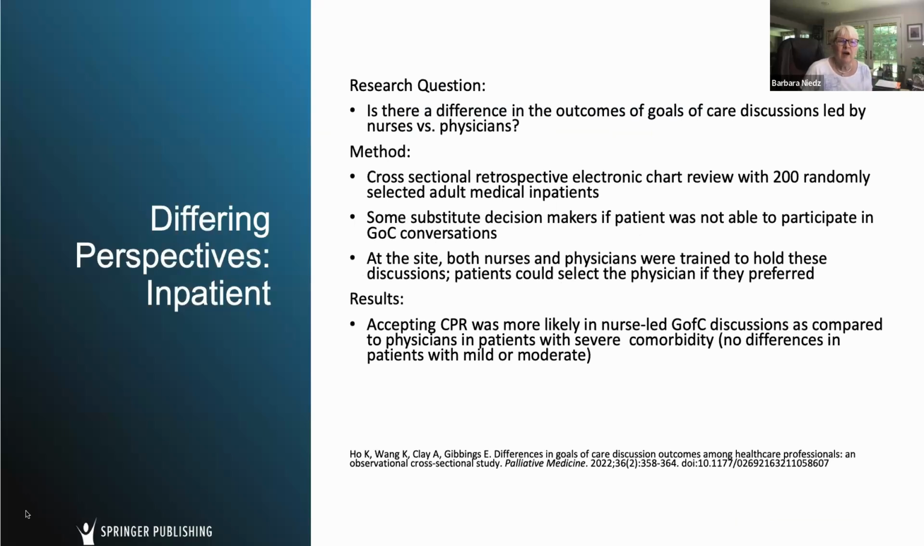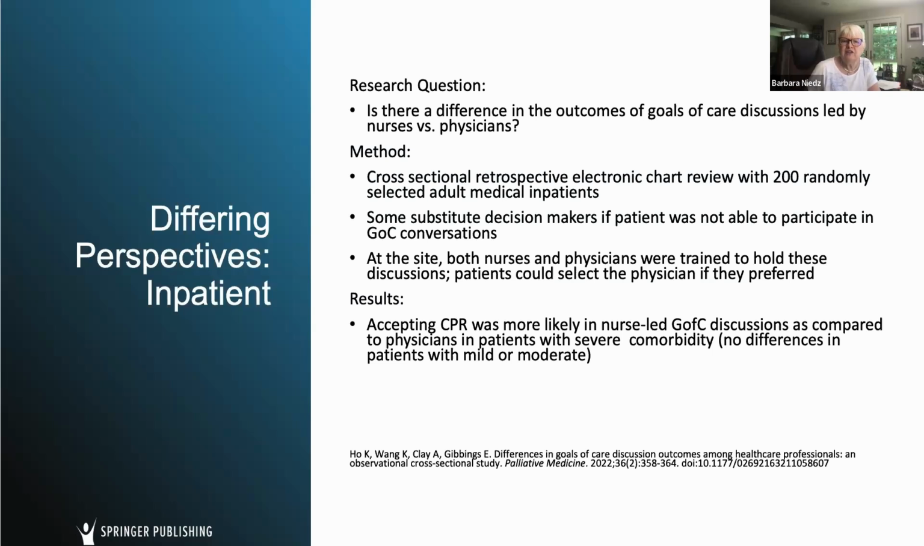So here's another paper that was published by Ho et al. And they talked about differences in goals of care discussion between various healthcare professional types. This particular paper wanted to see if there were discussions that were led by nurses versus physicians. And it was interesting because it was a small sample, but there were some retrospective chart reviews in about 200 charts.